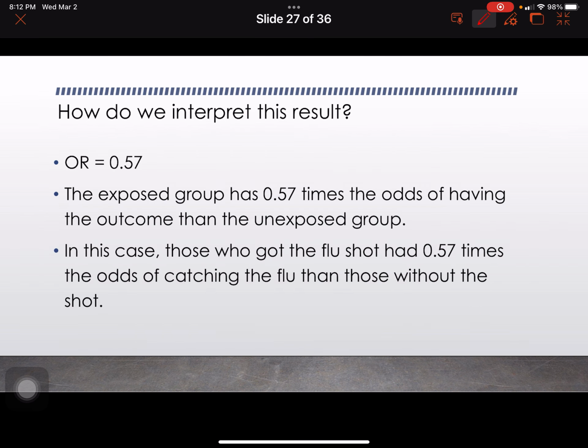Now, what does an odds ratio of 0.57 mean? We report this like the way we learned to report risk ratios, except we replace the word risk with odds. So we'd say the exposed group has 0.57 times the odds of having the outcome as the unexposed group. Or in this case, those who got the flu shot had 0.57 times the odds of catching the flu as those without the shot. Now remember, this is referring to just the people in our sample population, and this data cannot be used to make generalizations about the entire population.